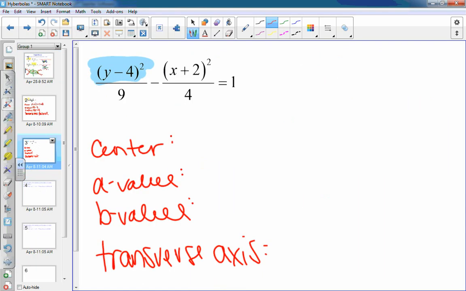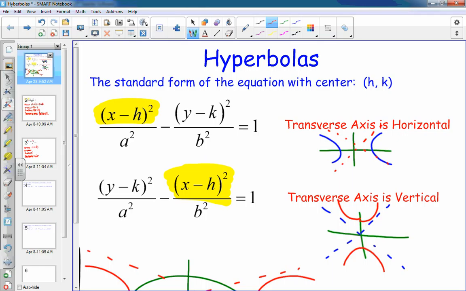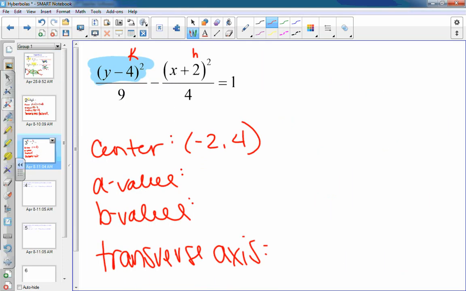So if we're looking here, this is my k value, this is my h value, so what is going to be my center? Very good. And my a value is? I said the a and the b values do not change positions, didn't I? So that means my a value is the square root of 9, which is 3. My b value is the square root of 4, which is 2. And since my y values are first, I have a vertical one.